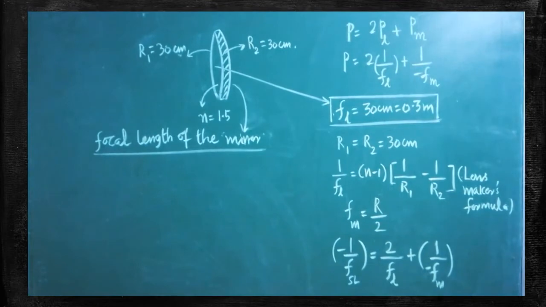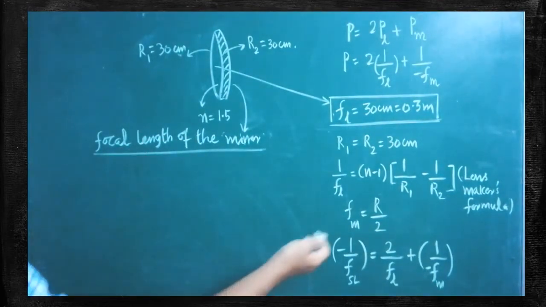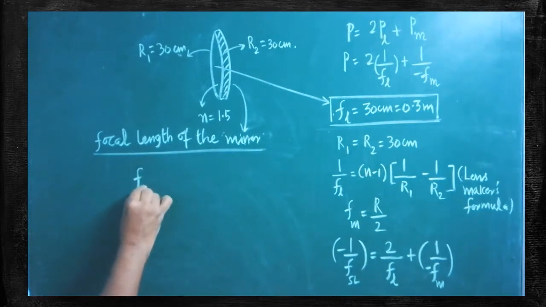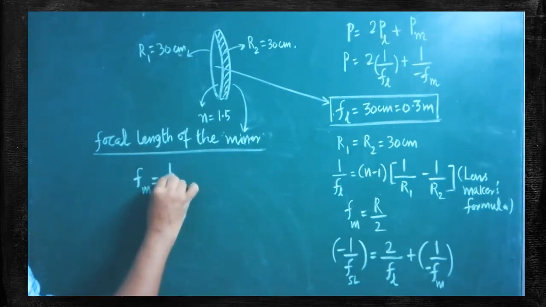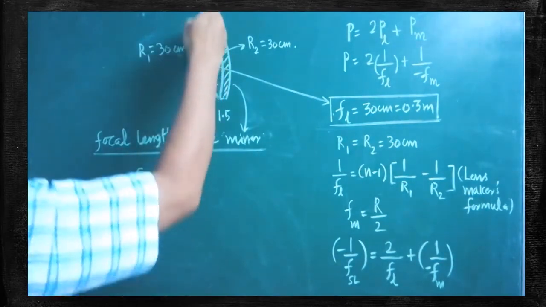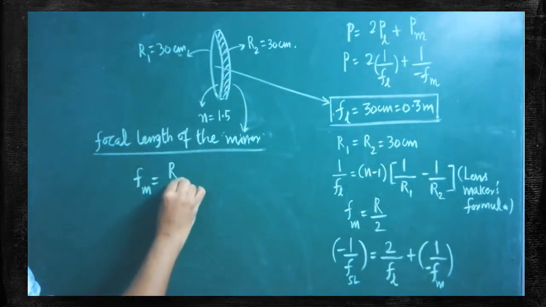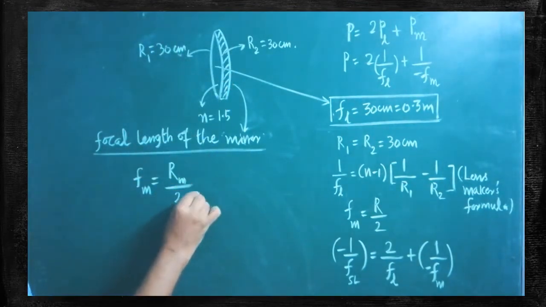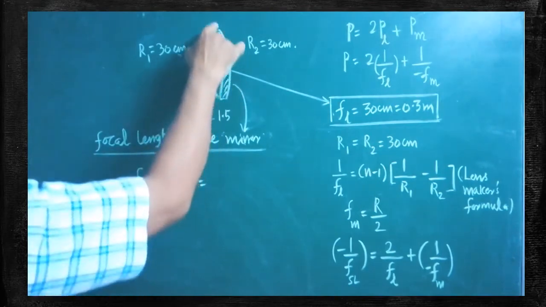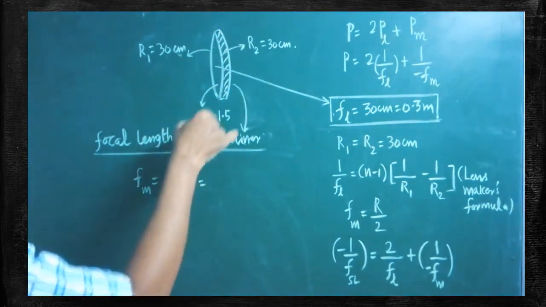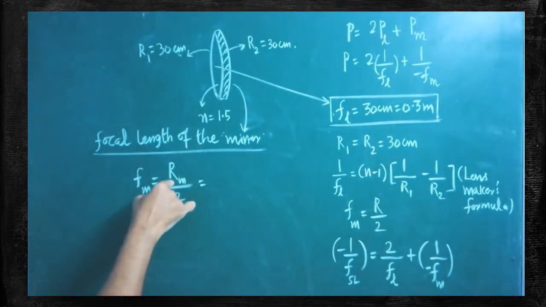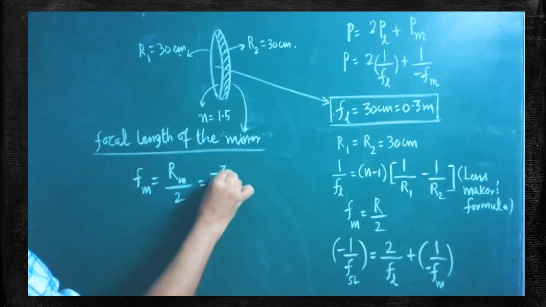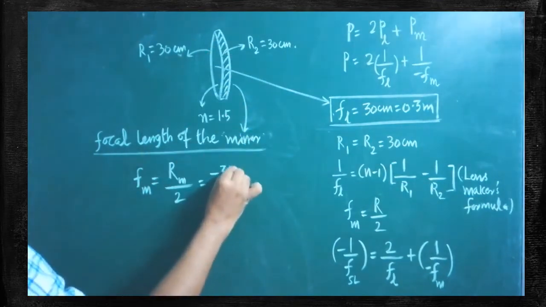Next we are going to find out the focal length of the mirror. How will you find the focal length of the mirror? Simple formula. Focal length of the mirror is equivalent to the radius of curvature of the curved portion divided by 2. But here this portion is made up of mirror, therefore it should be taken as negative. So you substitute the value of 30 here in terms of negative.